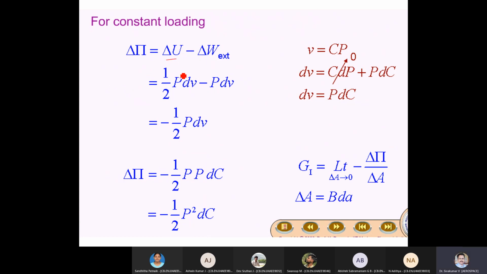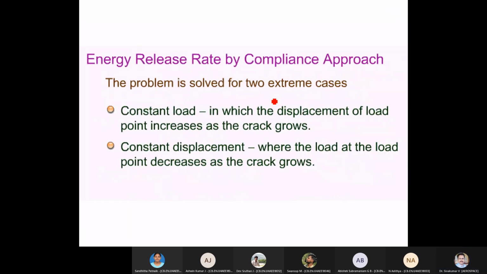So, this I know. I got it now. Half into P into delta V. Potential energy also I know. P into dV. Okay. So what is the difference? Half into P into dV. Now I need to replace. Okay. So what is the relation? V equal to C into P, which I got earlier, because I need to replace this dV. This is the previous slide we have seen, no? Here.